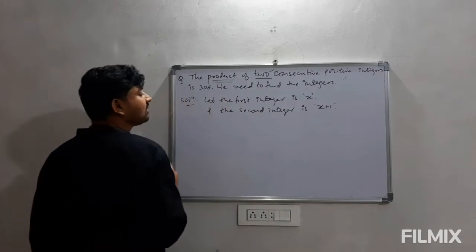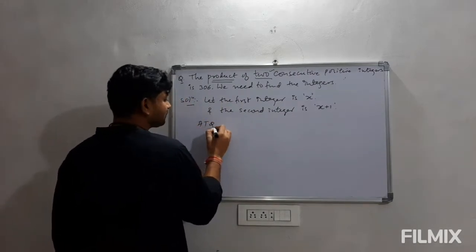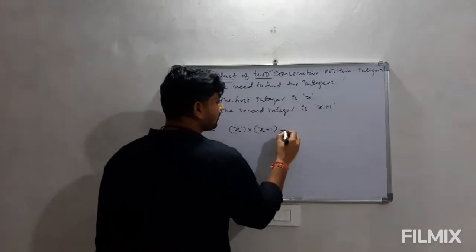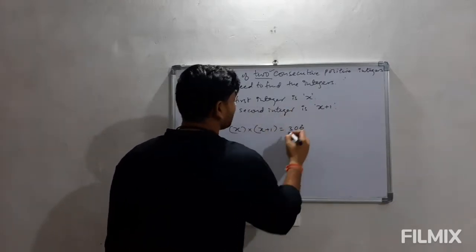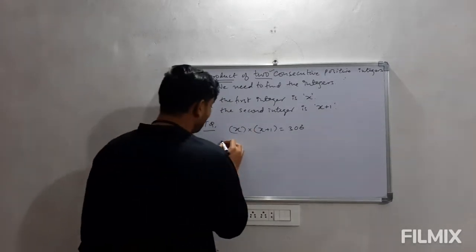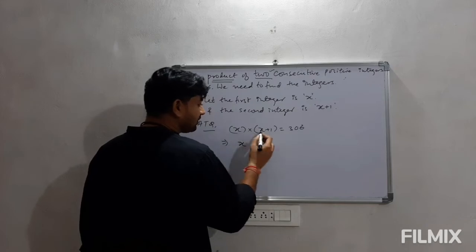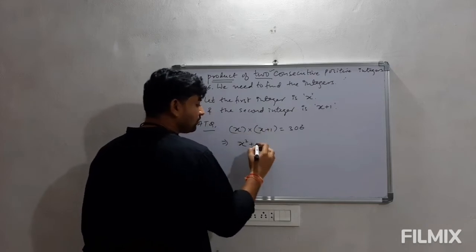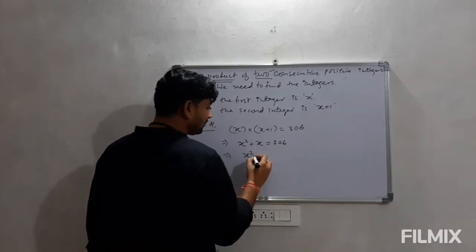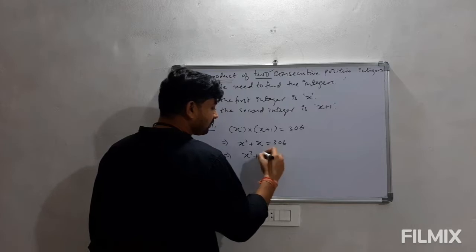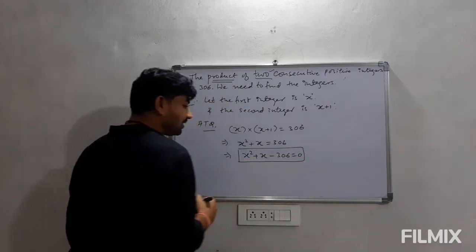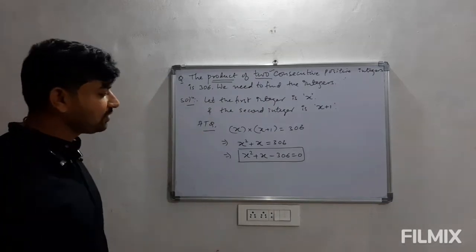Now according to the question, the product of these two, means x into x+1, is equal to 306. The product, the multiplication of these consecutive integers is 306. So we can multiply them. So x into x is x square, plus x into 1, that is x, is equal to 306. If we shift it to LHS, we get x square plus x, and this will come to this side, so minus 306 is equal to 0. So this is that quadratic equation which will represent this situation here.